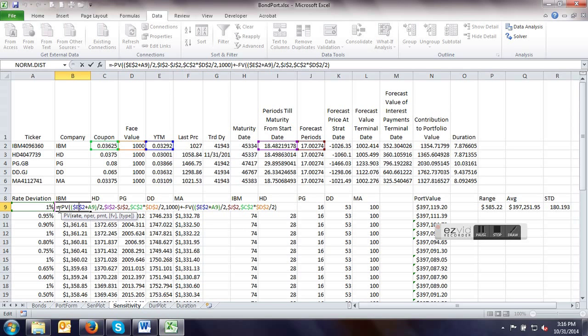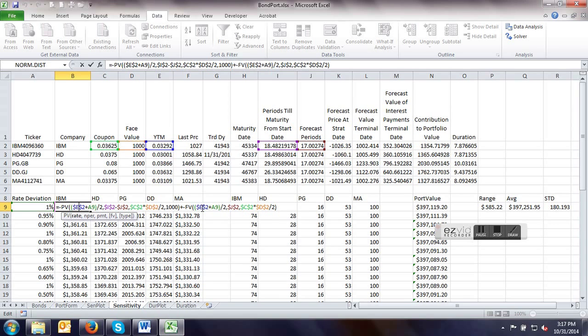So our first step is the negative sign, negative PV of ES, that's the yield to maturity, plus the interest rate deviation. So this would be 1% increase in interest rates. Instead of having a yield of 3.29%, I'd have 4.29%. Divide that by 2, and then the difference in the periods. So that's how much time's left on the bond, times the payment, which is the coupon rate, times the face value divided by 2, comma 1,000, that's the value of the bond, plus the future value of my interest payments.